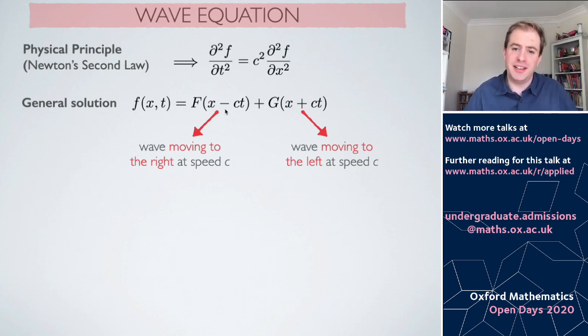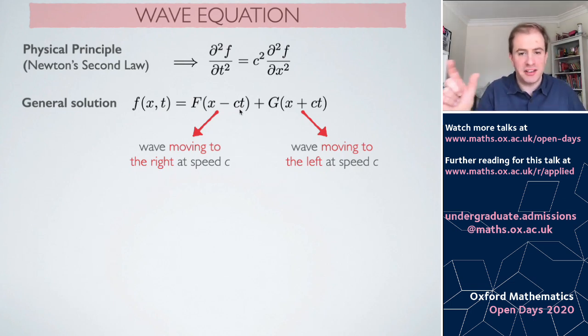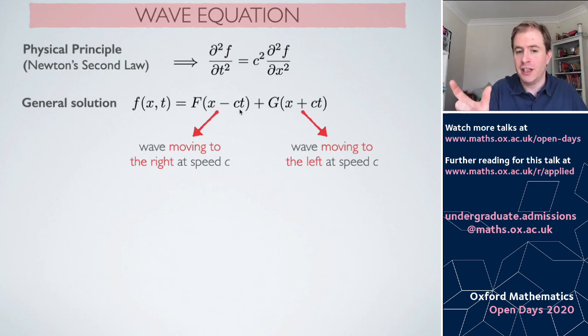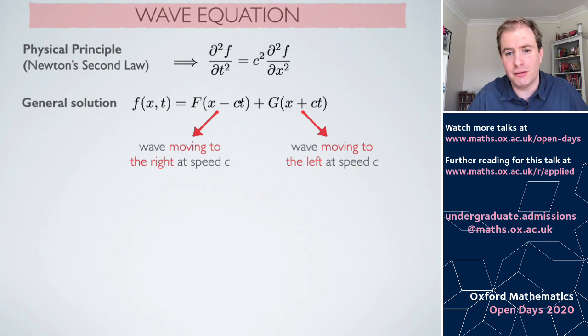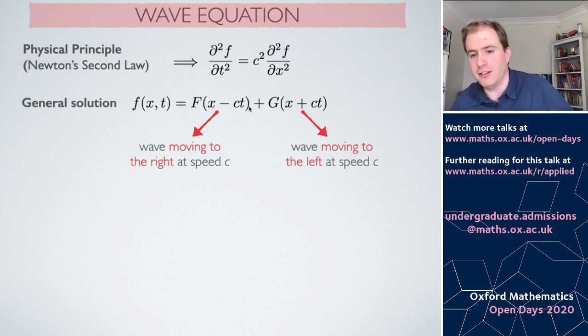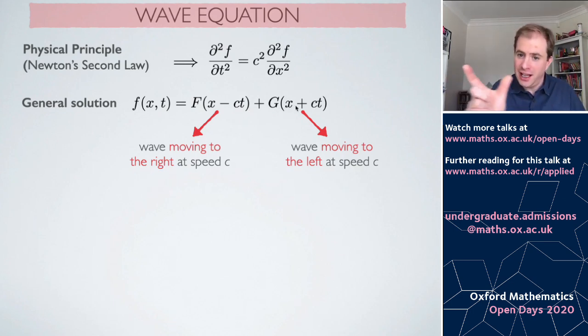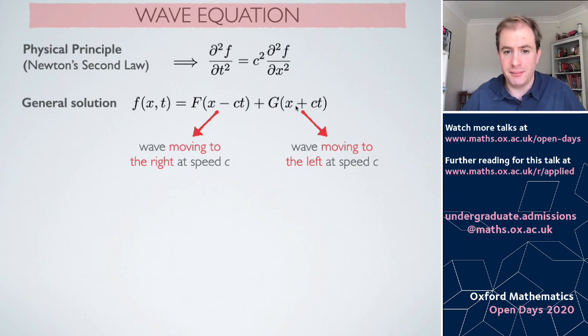If you're not happy with that, then maybe you can see that this left-hand part, the big F of x minus ct, corresponds to a wave moving to the right. Whenever we do F of x minus something, that corresponds to moving the graph of big F to the right by some amount, and the amount that we're moving it to the right by is c times time. So it's moving at a constant speed to the right. In the same way, the graph of g is moving to the left at a constant speed, c.